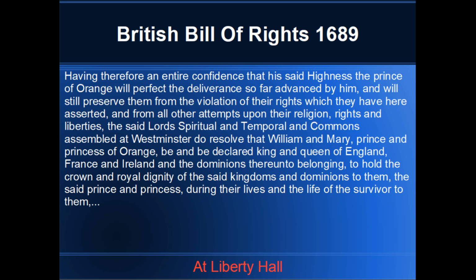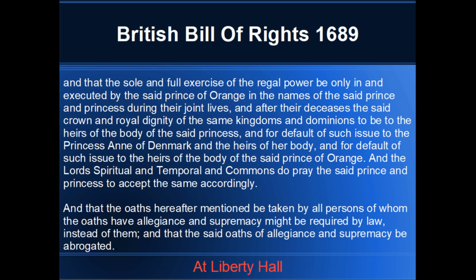of England, France, and Ireland, and the dominions thereunto belonging, to hold the crown and royal dignity of the said kingdoms and dominions to them, the said Prince and Princess, during their lives and the life of the survivor to them, and that the sole and full exercise of the regal power be only in and executed by the said Prince of Orange in the names of the said Prince and Princess during their joint lives, and after their deceases, the said crown and royal dignity of the same kingdoms and dominions to be to the heirs of the body of the said princess, and for default of such issue to the Princess Anne of Denmark and the heirs of her body, and for default of such issue to the heirs of the body of the said Prince of Orange.